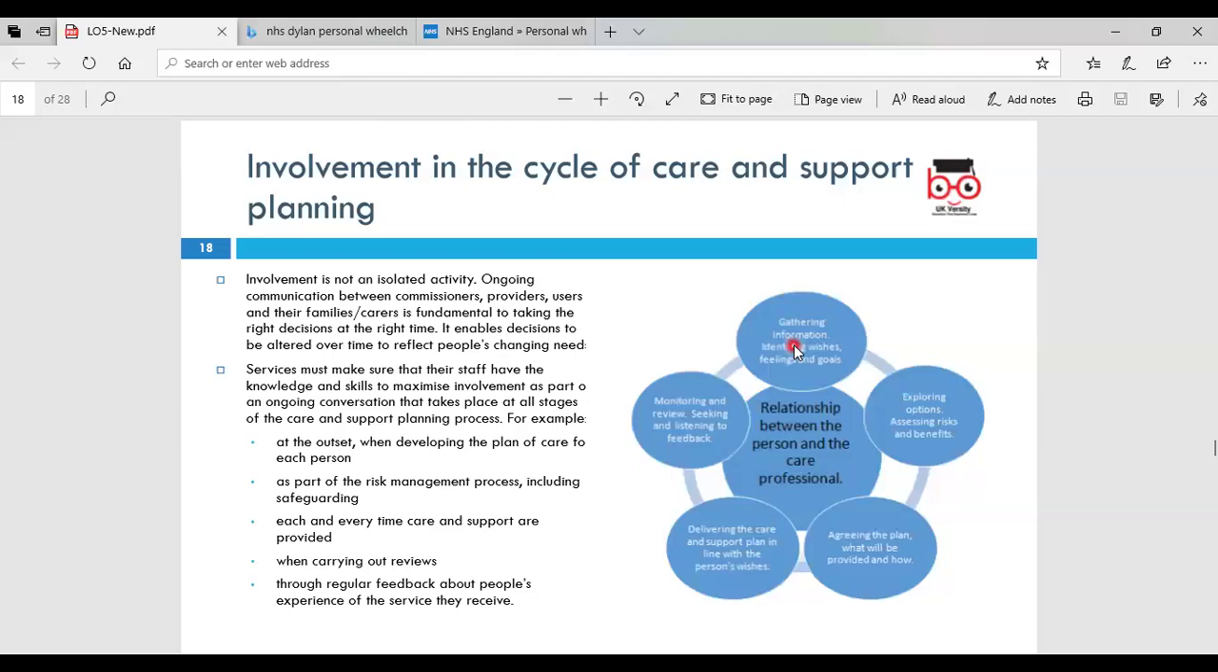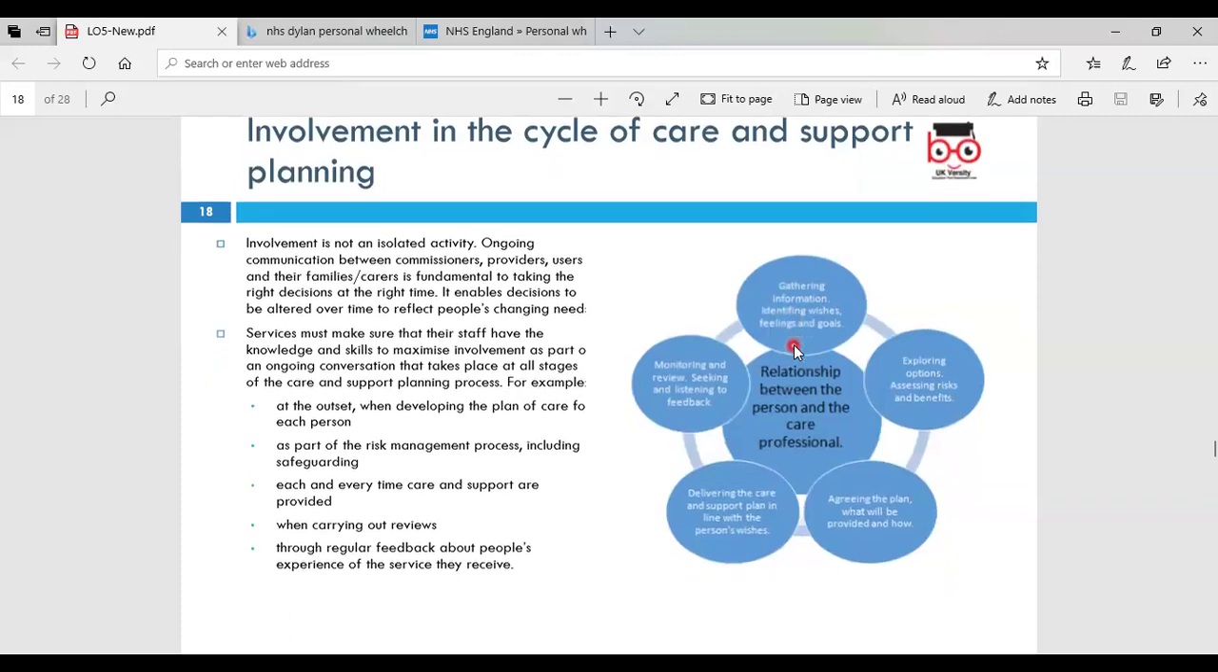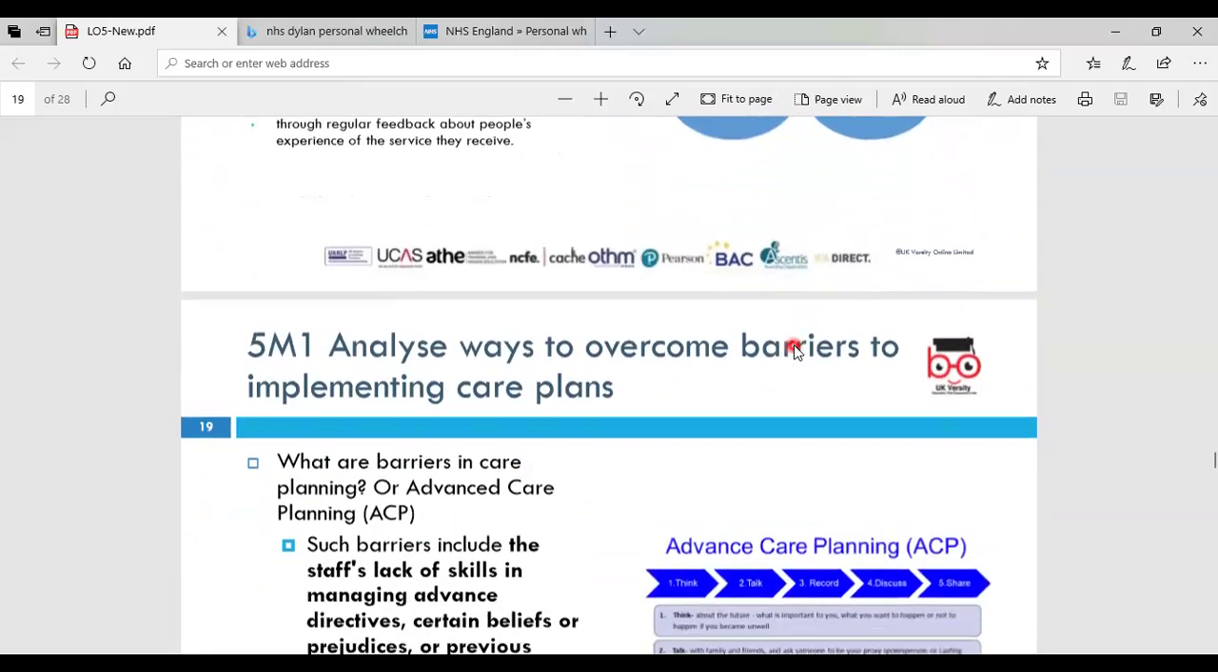As part of the risk management process, including safeguarding, you should also include them in that. Each and every time care and support are provided, they should be a part of the conversation, when carrying out reviews also, and through regular feedback about the people's experience of the services that they receive.